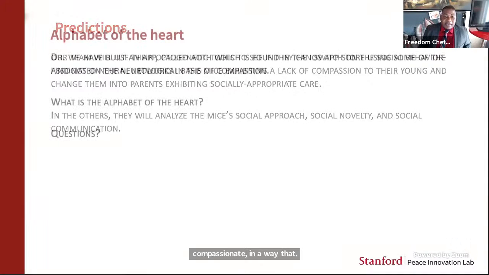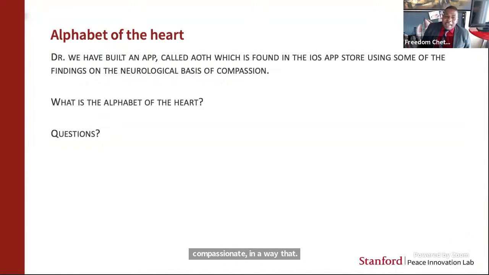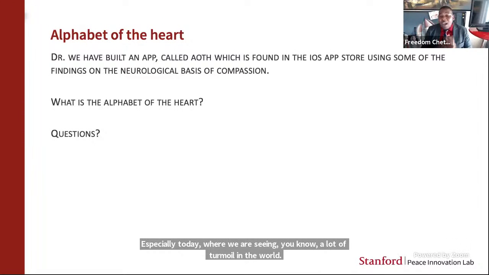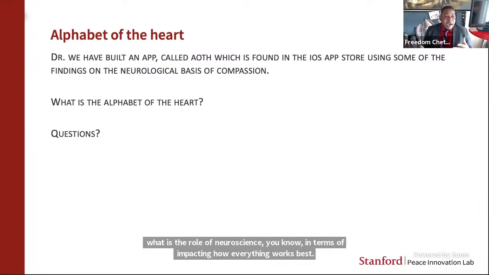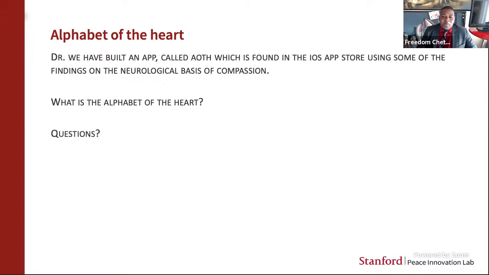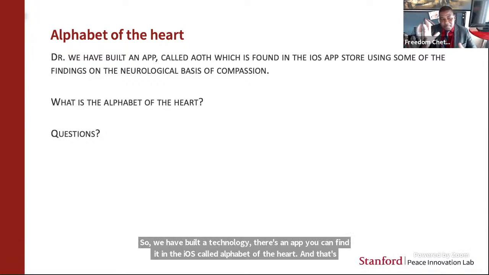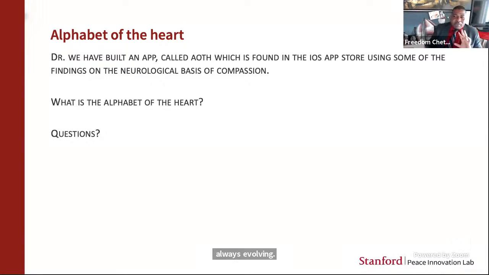Next. So we have built a technology. There's an app, you can find it in the iOS, called Alphabet of the Heart, and that's always evolving, and we are always looking for anyone who is interested in social compassion, and also being able to look at how this optical deconstruction of altruistic behavior from the lab can translate into the grander scheme on how humans behave.